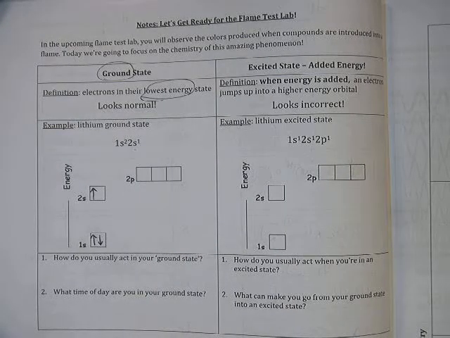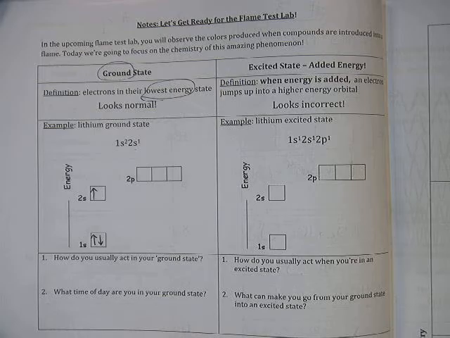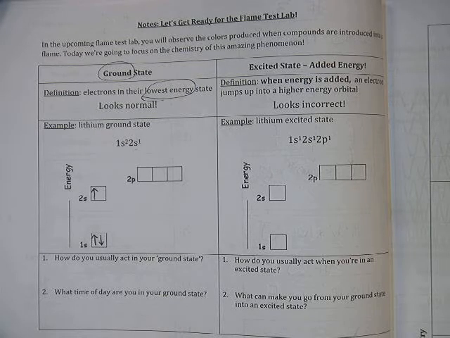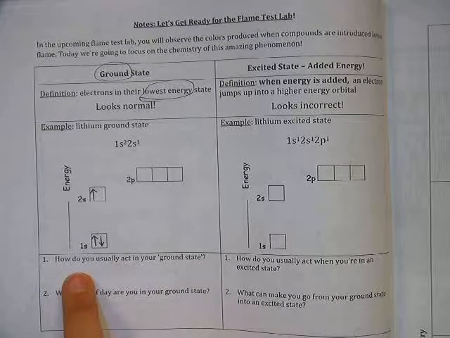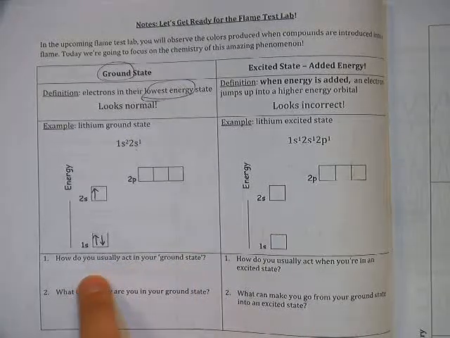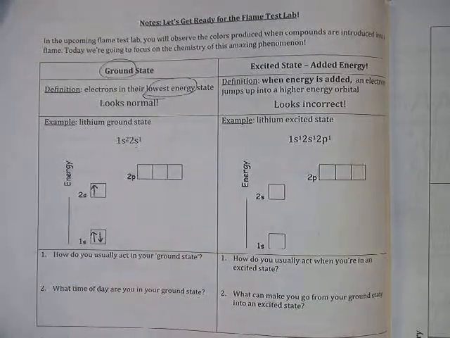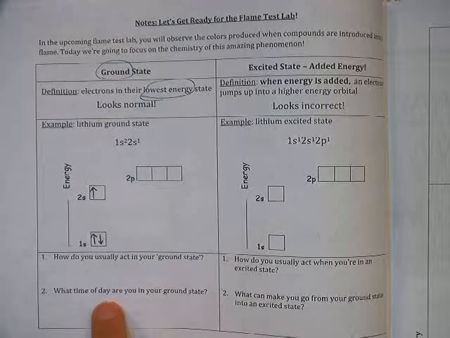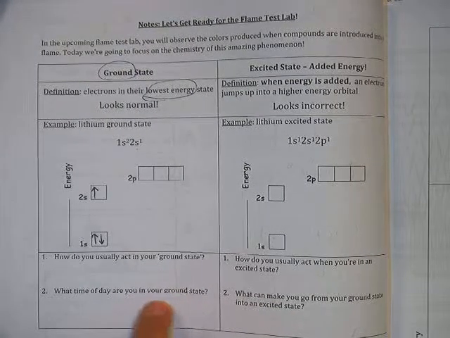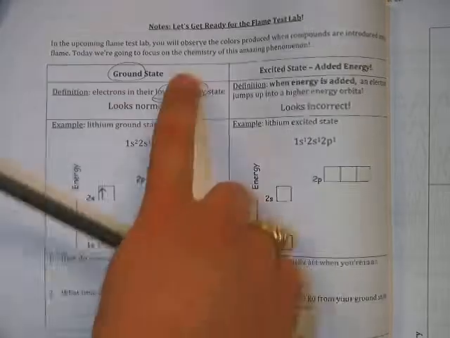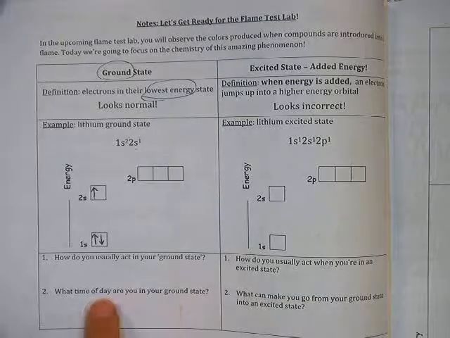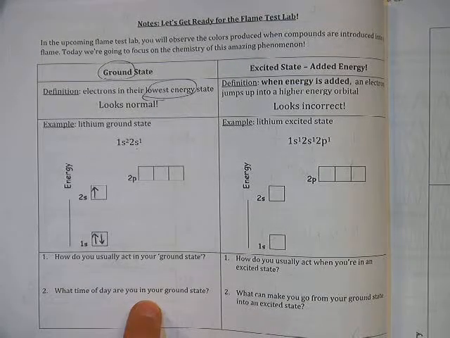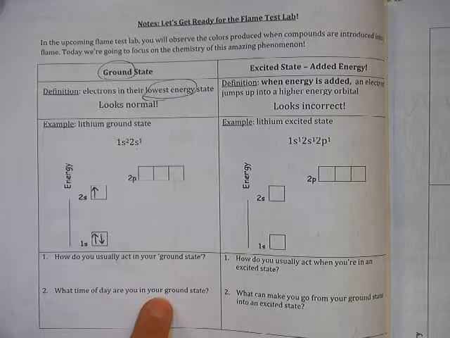What does the word ground state sound like it means to you? What do you usually act like if you're in your ground state? Asleep. Tired. Maybe asleep or tired. Okay, whatever it is, there's not a lot of space here, so you can just write 2 or 3 words, but describe how you usually act in your ground state. And then, what time of day are you usually in your ground state? Like your lowest energy state. Lowest energy. Okay, so write that down. It's probably the end of the day, or maybe when you first wake up, that's when you're at your lowest energy.